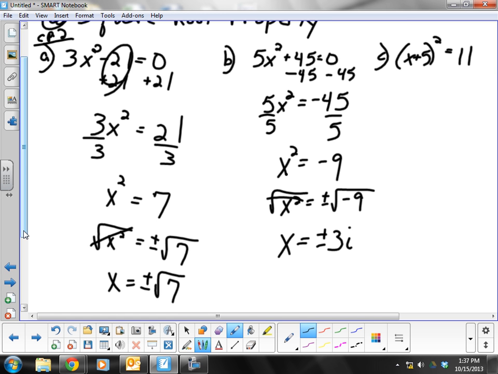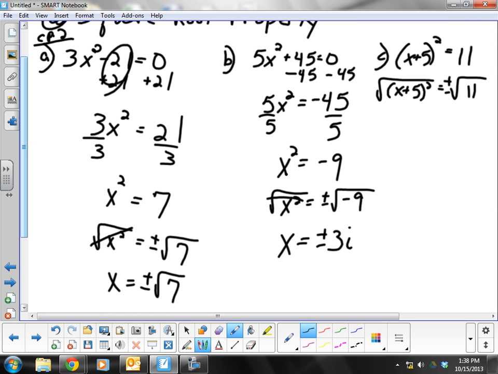You're always going to bring it out as i. You're never going to leave a negative sign underneath the square root symbol. Okay? All right. Now, on this one, there's nothing to take over yet because everything that needs the square on it is inside parentheses, right? So I've got to take the square root first on this particular problem.